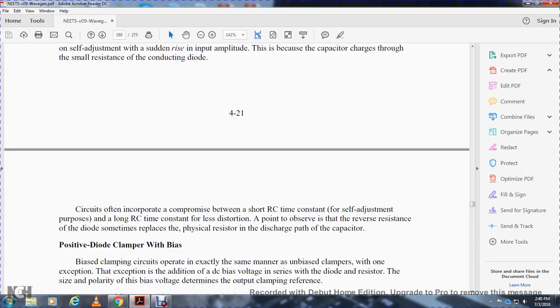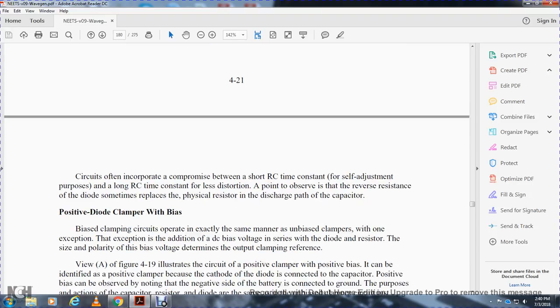Circuits are often designed as a compromise between a short RC time constant for self-adjusting purposes and a long RC time constant for less distortion. The reverse resistance of the diode is sometimes replaced with a physical resistor to discharge the capacitor.